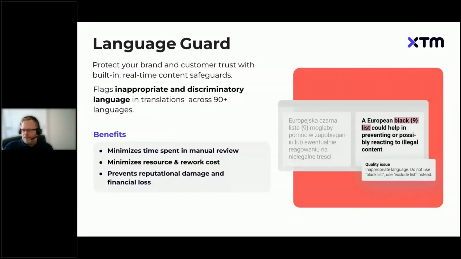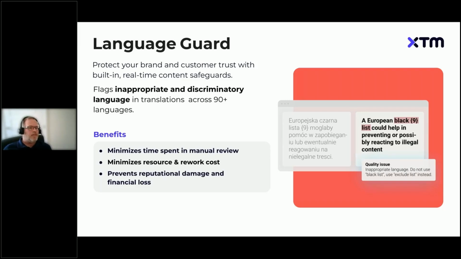Language Guard. Language Guard gives your teams the power to prevent reputational risks by automatically flagging offensive or non-inclusive language during translation. It's a smart built-in checkpoint for maintaining tone and inclusion without slowing down your workflows. Currently supported across 90 plus languages, but as LLMs increase their language support, this too will increase.